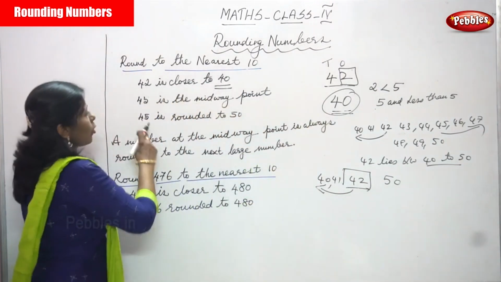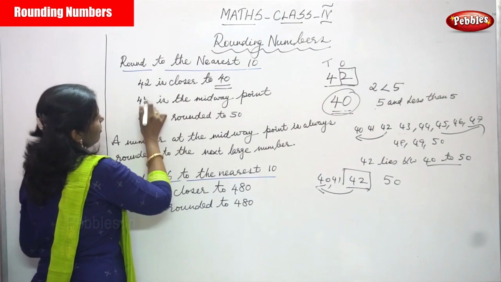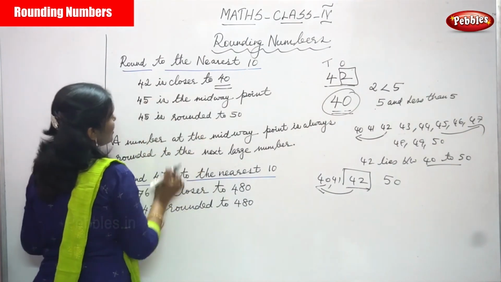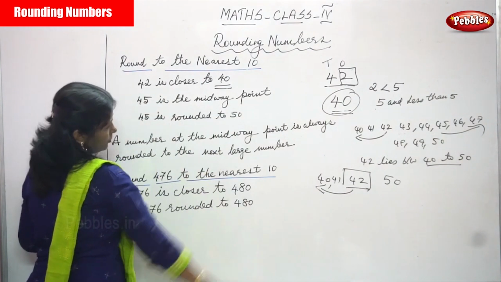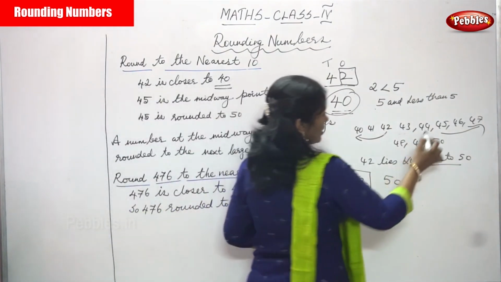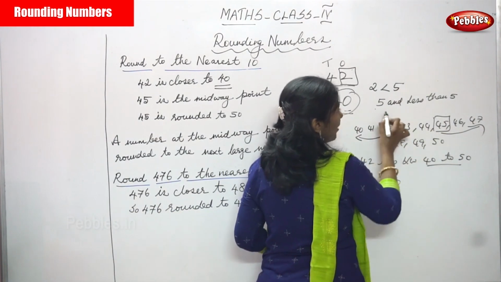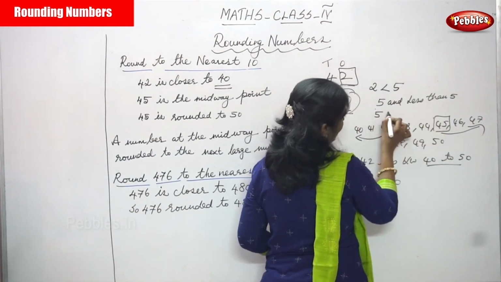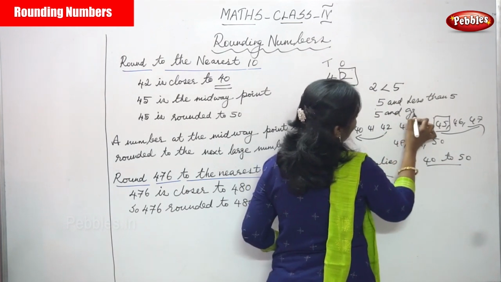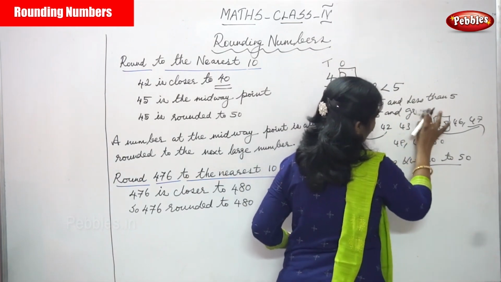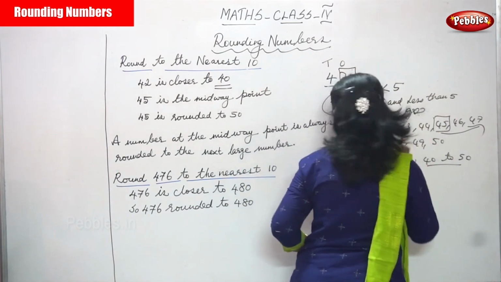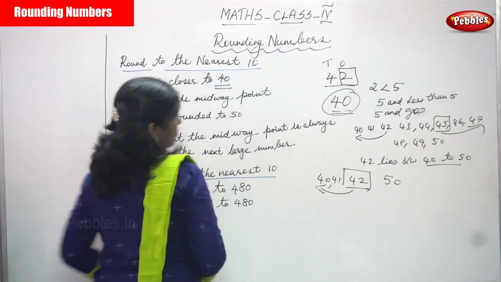The next one: 45 is the midway point, and 45 is rounded to 50. From this, 45 is the middle number. I have told you 5 and less than 5, and again 5 and greater than 5. That means greater than 5.